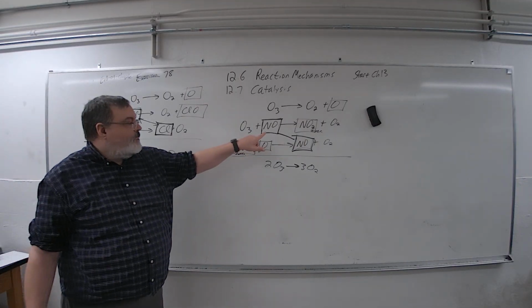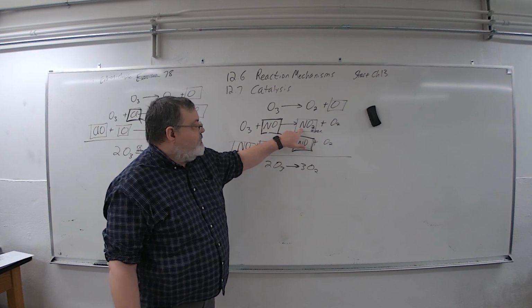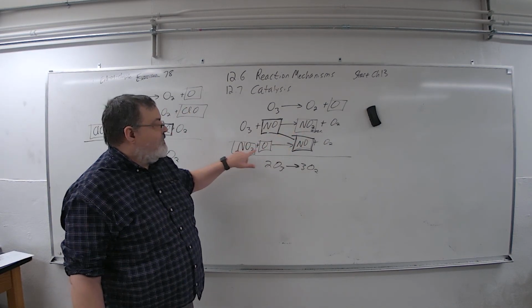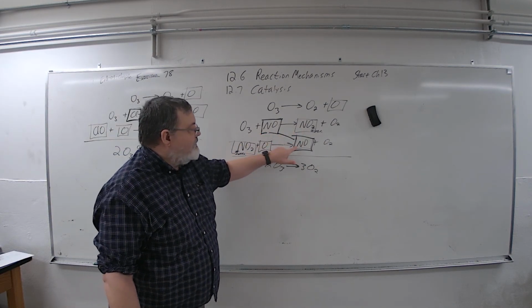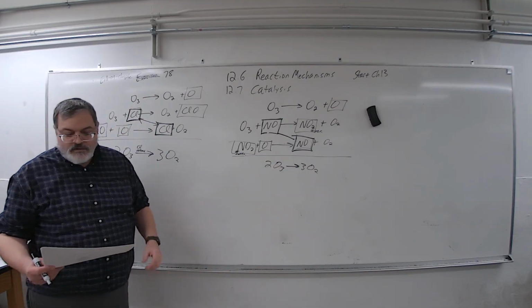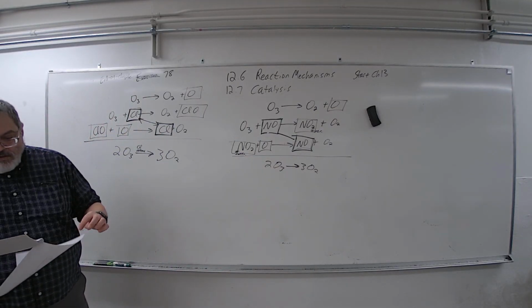The catalyst first reacts here. NO2 shows up here, gets used up here. So that's an intermediate. And the NO is the catalyst. All right.